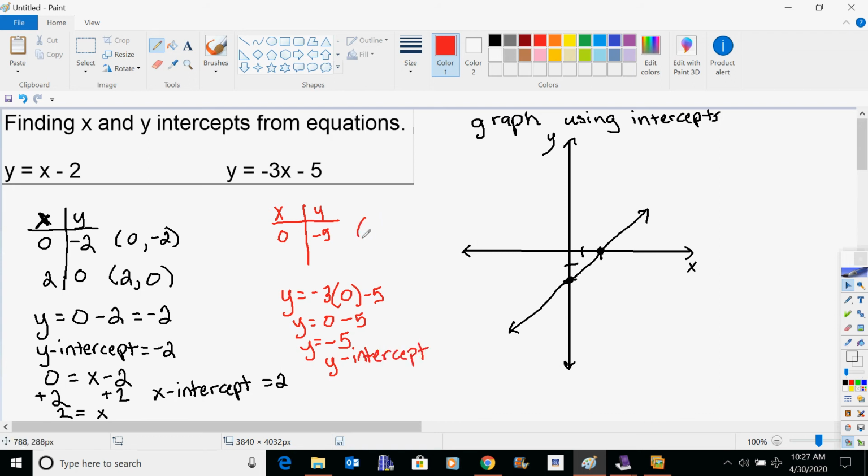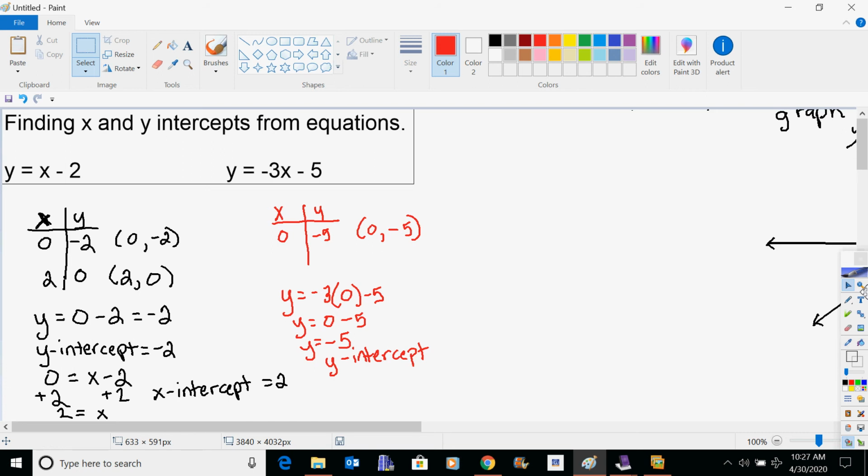I have found the ordered pair (0, -5). I'm going to move this out of my way and make my graph. This is the nice handy part about this, is I can do this pretty easily.